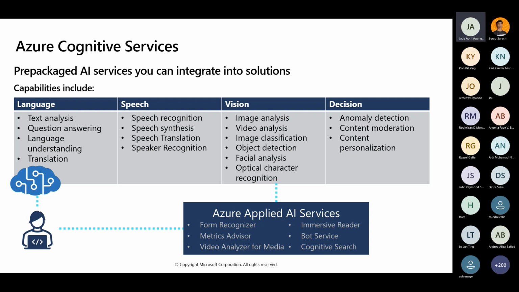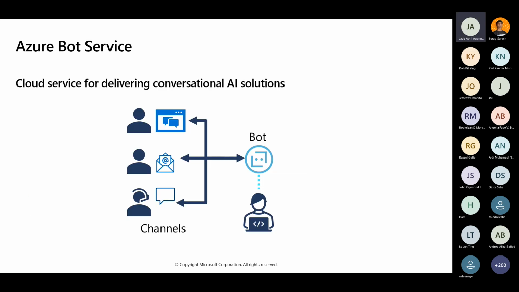Now we have under decision service, we have anomaly detection, content moderation, and content personalization. So these are language, speech, vision, and decision. These are the services under cognitive services, right? Or these are the capabilities under cognitive services. So let's move forward. Now we also have Azure Bot Service. I believe most of us are familiar with this.